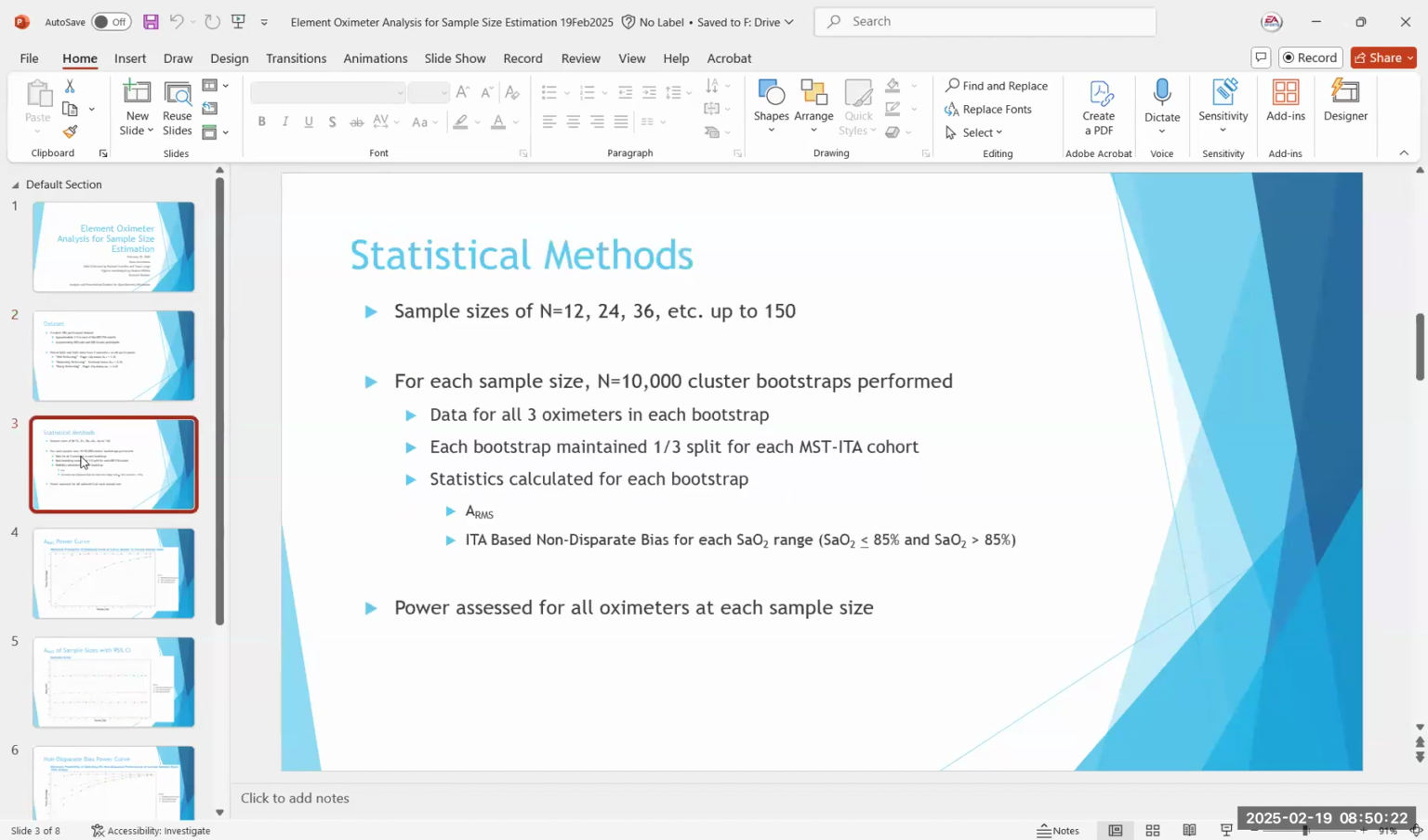So what we did was take sample sizes of 12 up to 150 in increments of 12 and did 10,000 clustered bootstraps on each, and then maintained that 1/3 split between each cohort. From each of those, we calculated ARMS and ITA-based non-disparate bias in each of the SaO2 ranges, and then, similar to what the folks at Medtronic did, calculated power for each of these to see really what sample size best balances statistical power with practical implementation of testing.